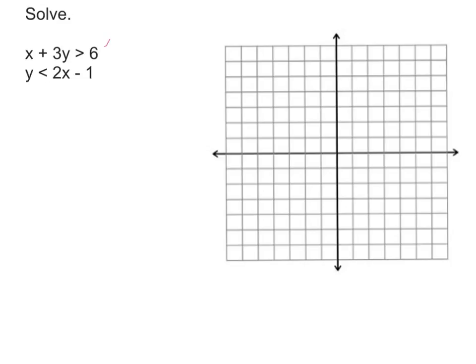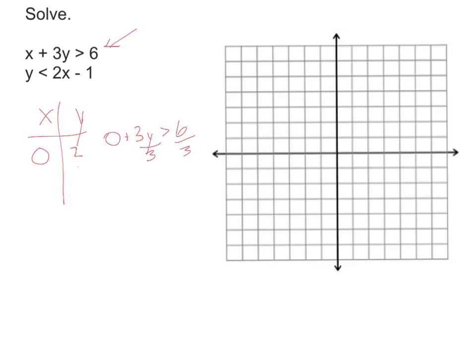So let me start with this one right here. We talked about many different ways that we could graph a line, and I'll start this version by doing the version where we find the two intercepts. First I'm going to put in 0 for x and figure out what y is. If I put 0 in for x, we get 0 plus 3y is greater than 6. So my y value is going to be 2 when I divide by 3.